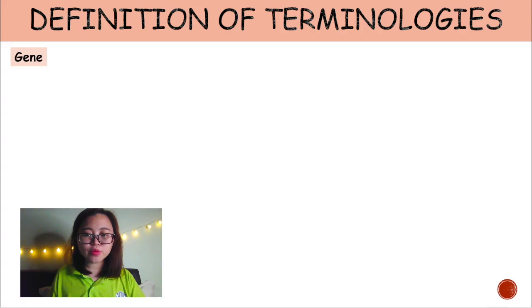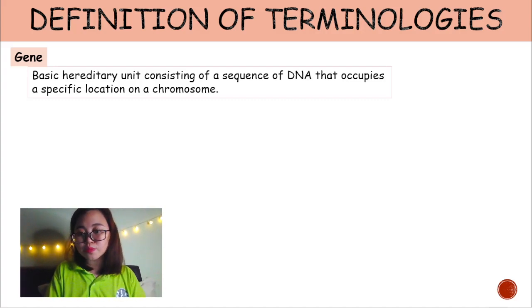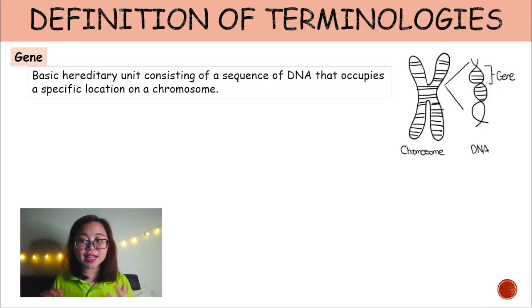The first term that we learn about is gene. Gene means a basic hereditary unit consisting of a sequence of DNA that occupies a specific location on a chromosome. Ini dia punya definisi formal, tapi secara ringkasnya, apa itu gene? Dia adalah satu segmen DNA yang membawa maklumat. Okay, it carries some genetic information. If people ask you how to define gene, better if you can give this definition.